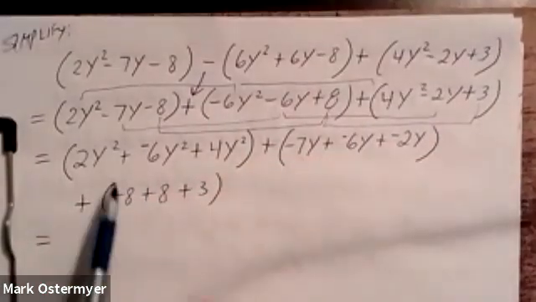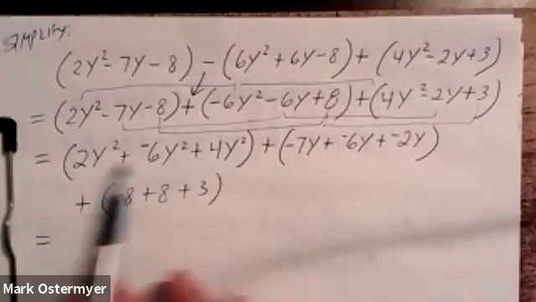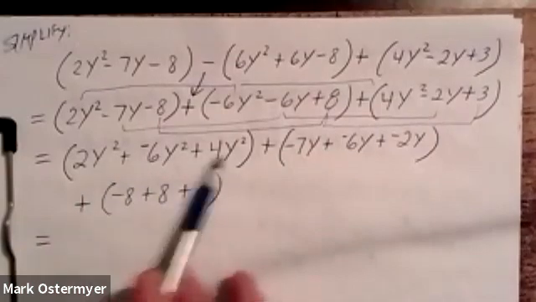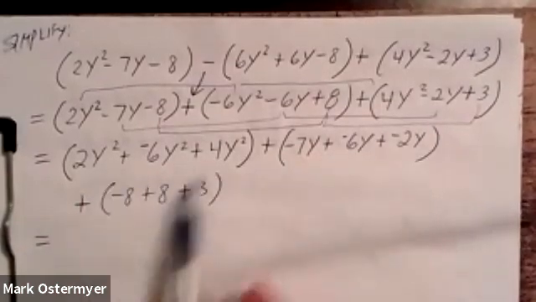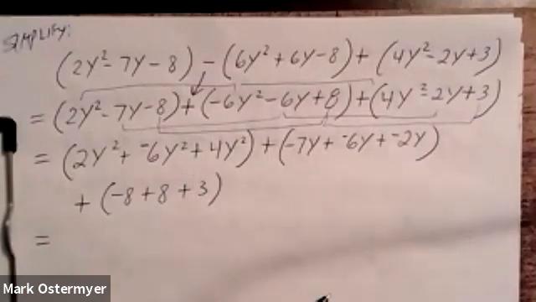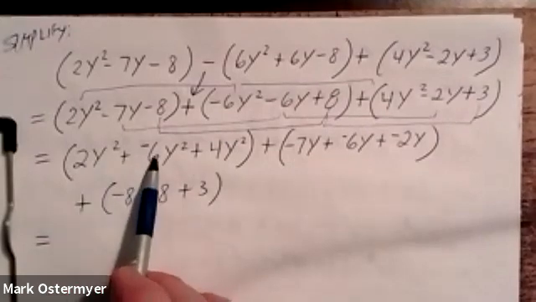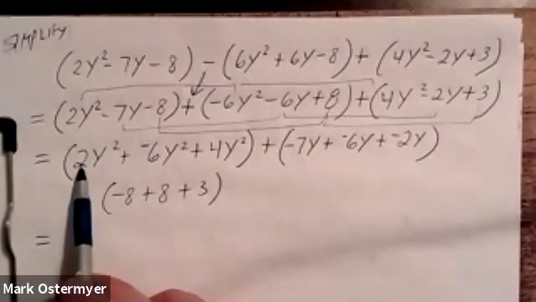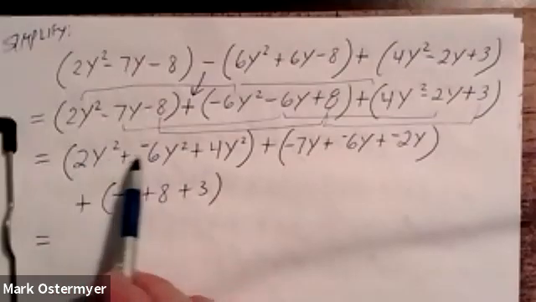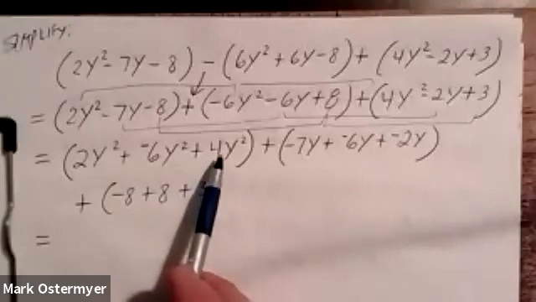So again, I think it's kind of neat if you rearrange your terms and group them together inside separate parentheses. Group together all your like terms. It just makes it easier to see what you need to do. So what's 2y squared plus a negative 6y squared? Negative 4y squared. And what's negative 4y squared plus a positive 4y squared?